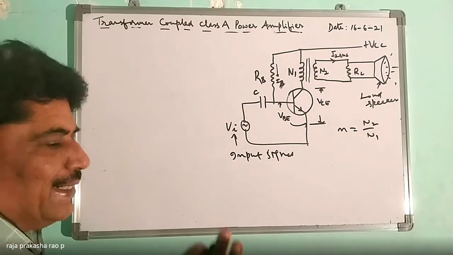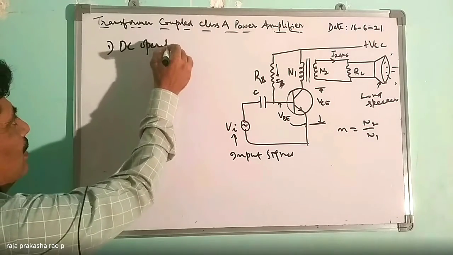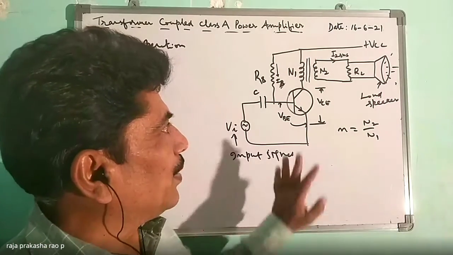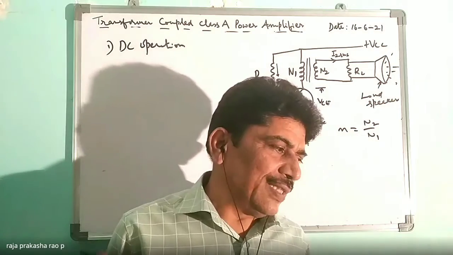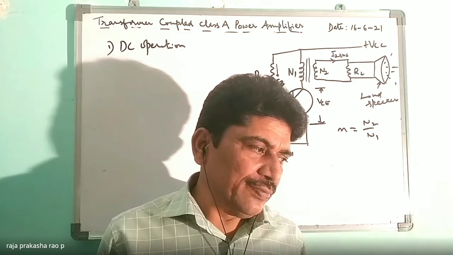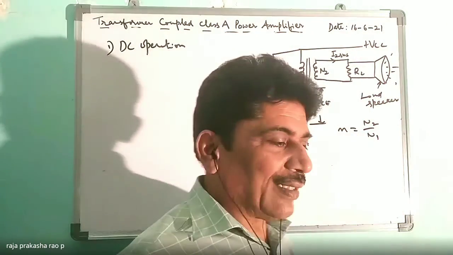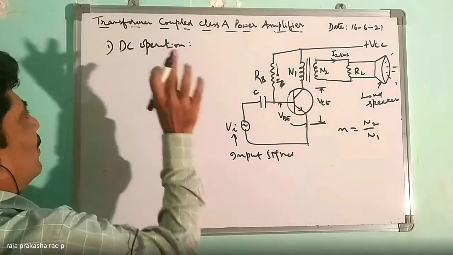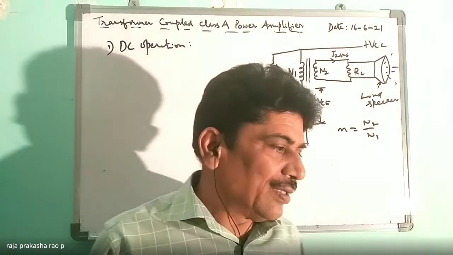Let us say about the DC operation now. This is the sequence. First is DC operation. In the DC operation we will find out input power and the DC load line. What is input power to the circuit? Can you tell me? Input power is VCC into ICQ, biasing current, collector current. We will derive that. DC operation will find out input power and also the DC load line.